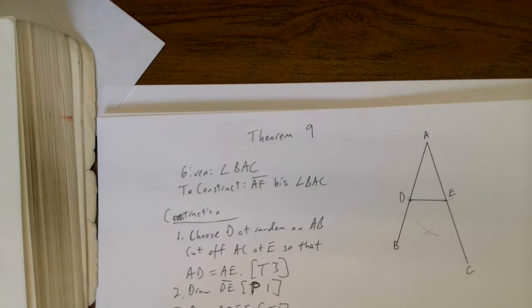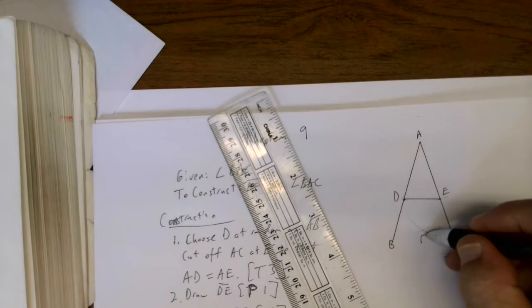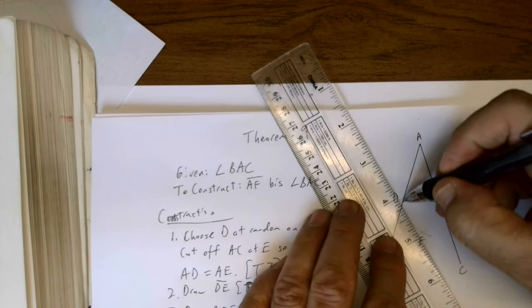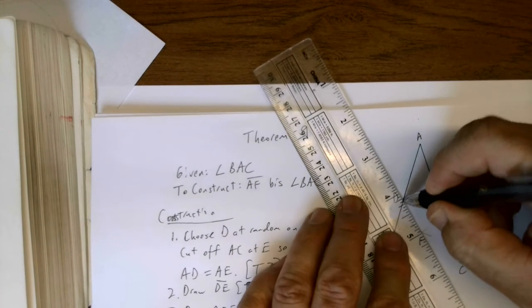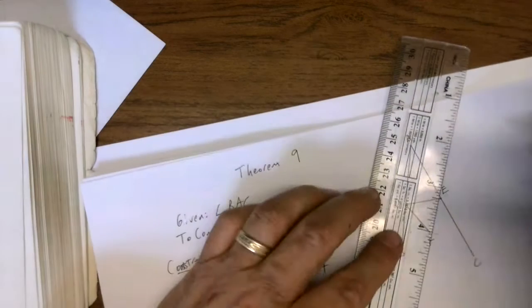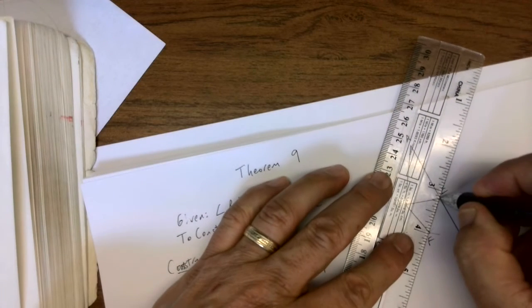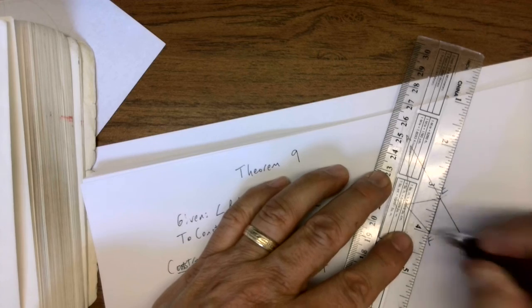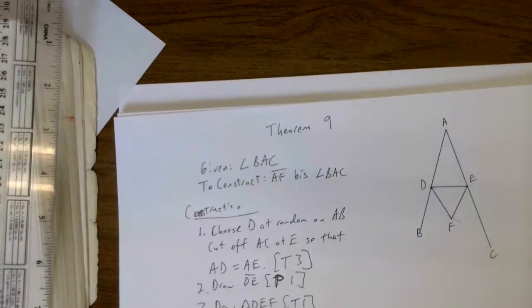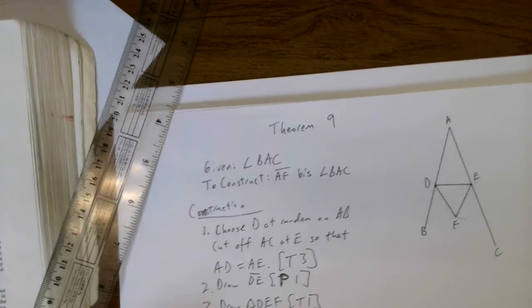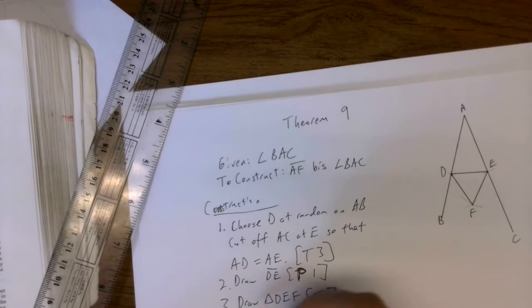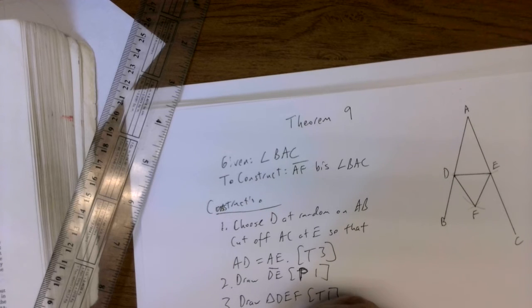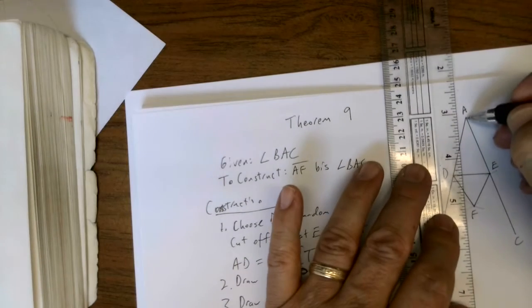Got it. All right, and that's going to be point F right there. So I'm going to just draw the lines here. That's part of Theorem 1, to draw the lines. So I don't have to say draw the lines, but okay. Now the last step of the construction is simply to draw AF, Postulate 1, and that will be our bisector.